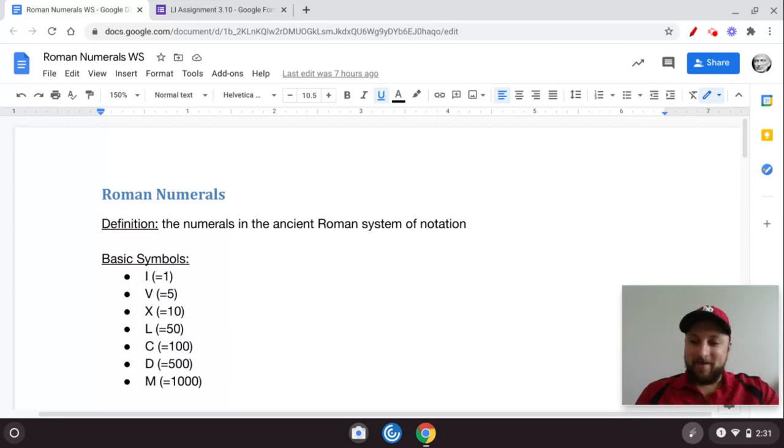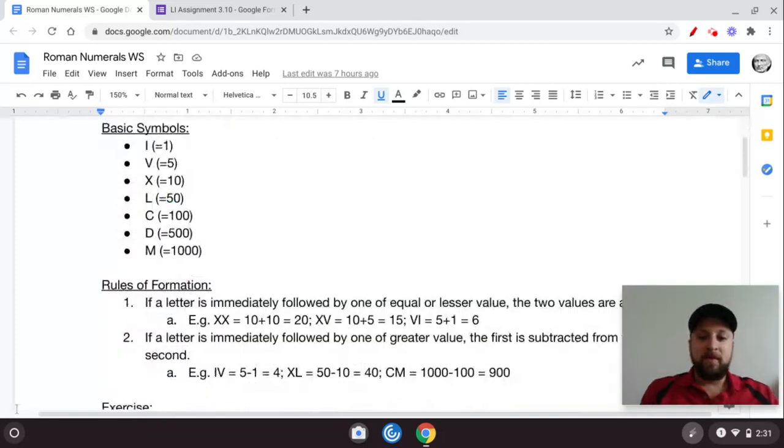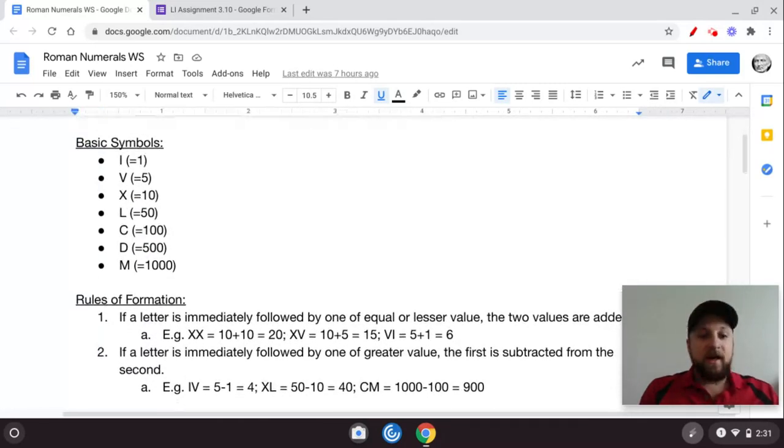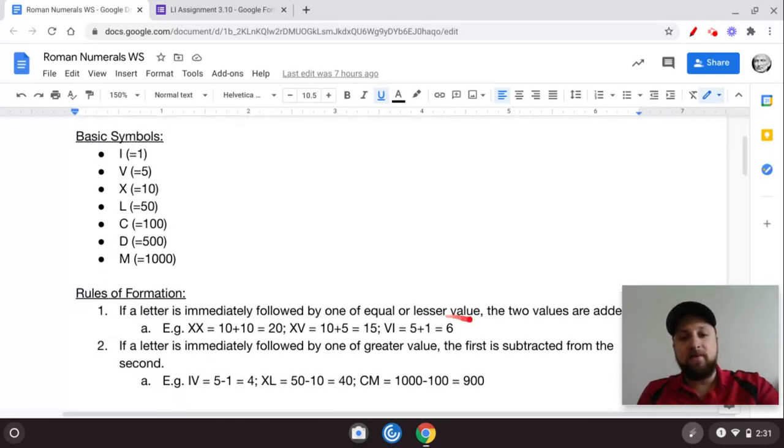But what I really need to stress, beyond just knowing these characters and what letters correspond to what numerical values, is that it's not as simple as just knowing these and putting them together and adding them all up. There's one little twist. Sometimes you do add them up. If a letter is immediately followed by one of equal or lesser value, the two letters are added. So simple enough. X and X is 10 and 10. They're equal, and so that equals 20.